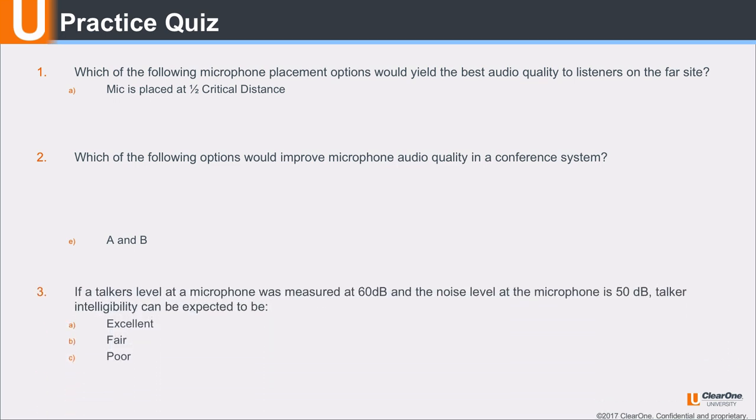Question 3. If a talker's level at a microphone was measured at 60 dB and the noise level at the microphone is 50 dB, talker intelligibility can be expected to be excellent, fair, or poor. A talker-to-noise ratio of 10 dB can be considered poor.